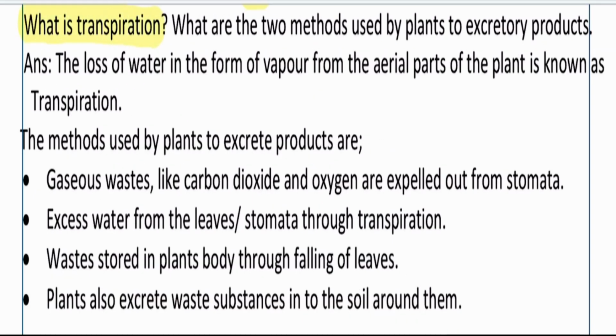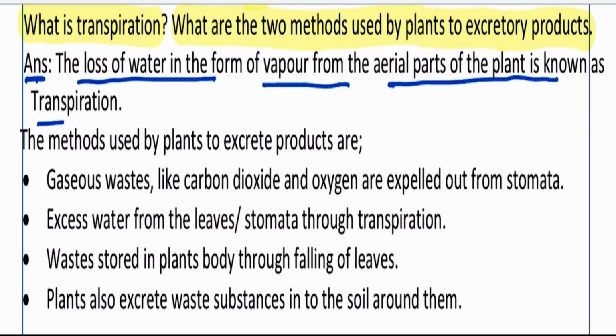What is transpiration? What are the two methods used by plants to excrete products? Here answer is provided. The loss of water in the form of vapor from the aerial parts of the plant is known as transpiration. The methods used by the plants to excrete the products are provided here. You can write or note it down. Just read it.